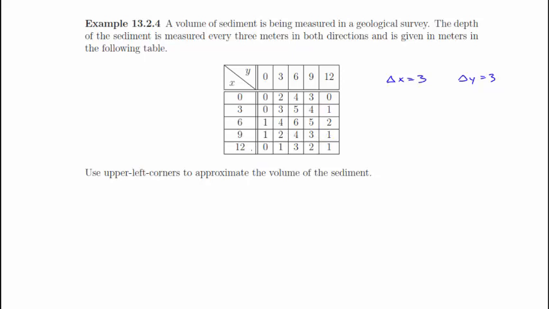Moving to x is 12, last row here, then if y is 0, the depth is 0. If y is 3, the depth is 1. If y is 6, the depth is 3. If y is 9, the depth is 2. If y is 12, the depth is 1.